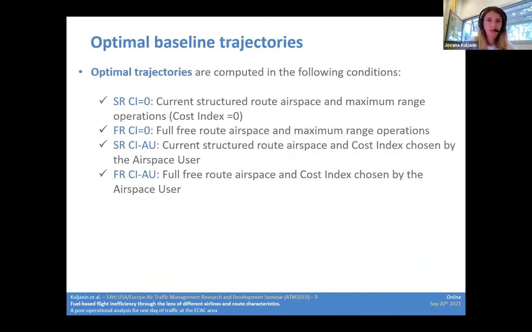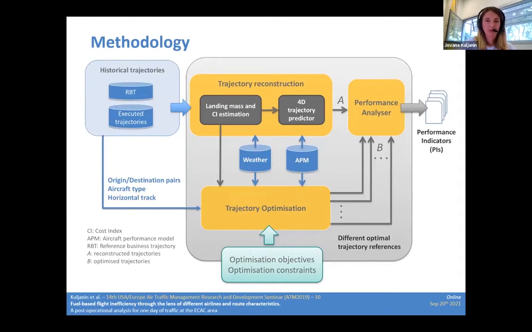So the optimal trajectories are computed in the following conditions. As you can see here, structured route airspace and maximum range operation, which correspond to cost index 0, then free route airspace and the cost index 0, structured route airspace with cost index chosen by the airspace users, and finally free route airspace and cost index again chosen by airspace users.